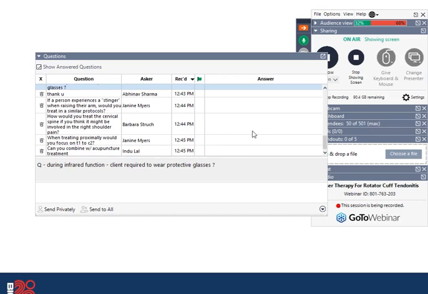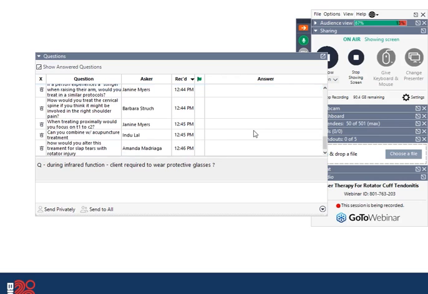When treating proximately, would you focus on T1 to C2? No, again, I'm not sure I understand that question. If I'm treating the neck, I'm going to treat the innervation of the rotator cuff musculature, which I believe is C5, 6, 7.